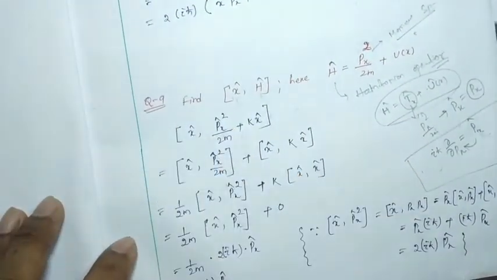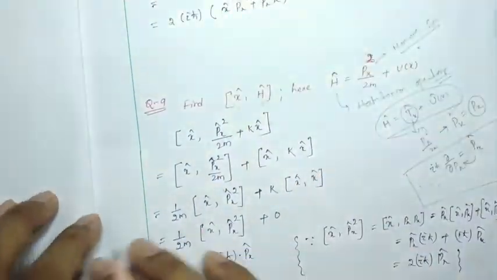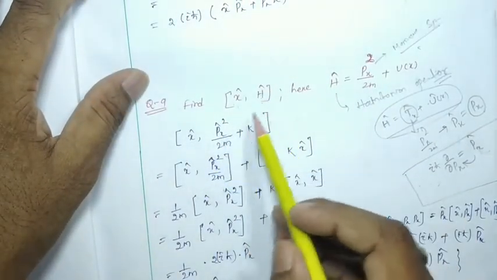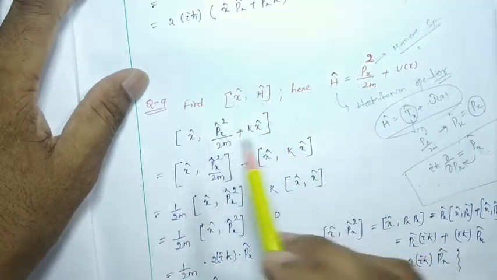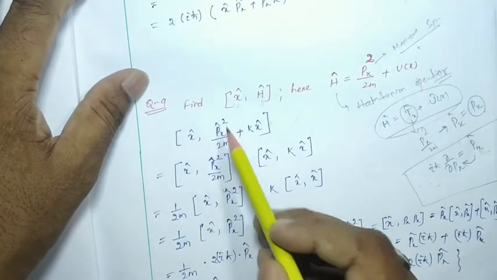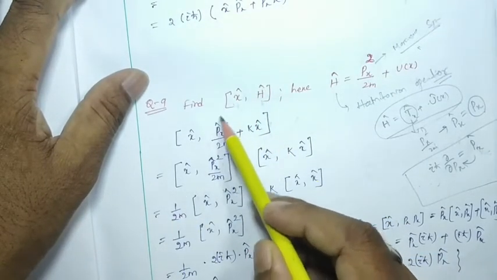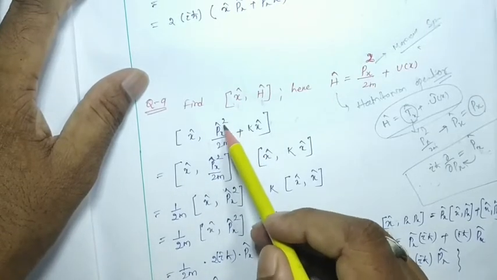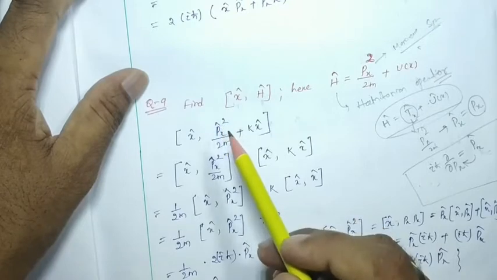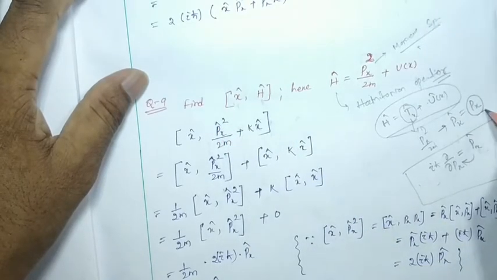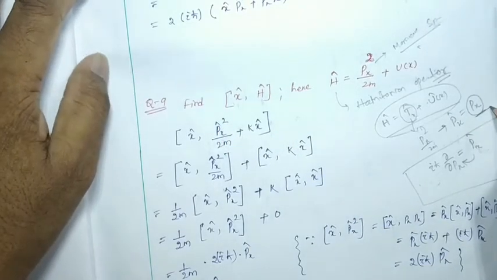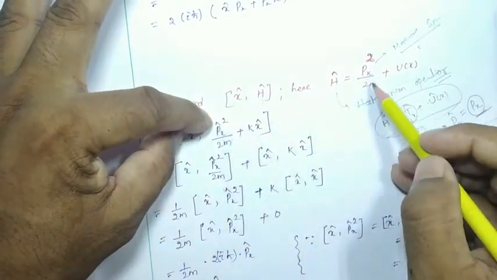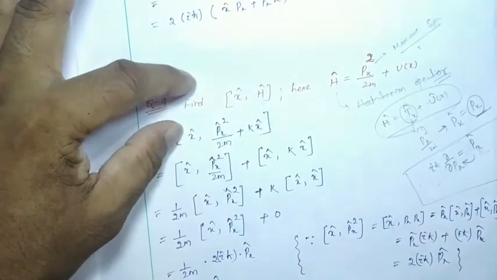So here we can consider simply, in generalized form, x̂, ĥ, where I have considered pₓ̂ by 2m. Here pₓ̂ means I have considered the momentum space. In momentum space, the pₓ̂ value is nothing but pₓ. So if I remove the cap, then automatically it will be pₓ square by 2m.